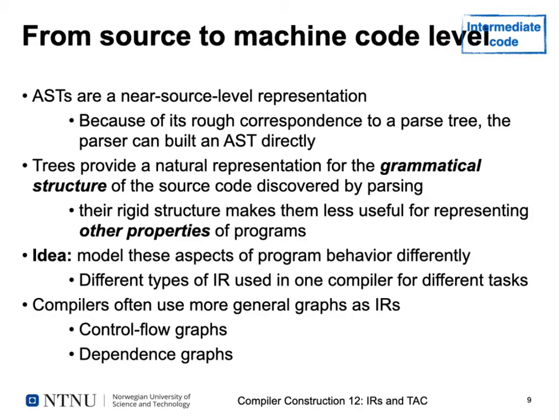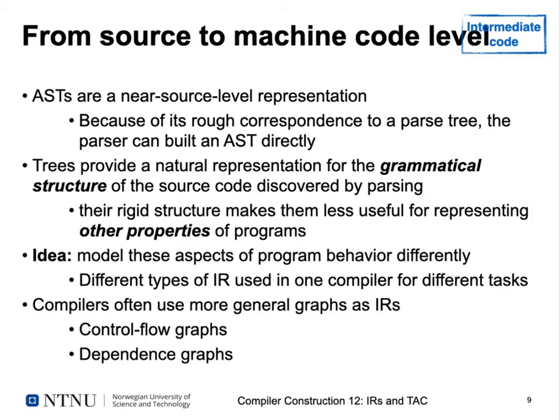But they have a very rigid structure, so we have to work with tree or graph algorithms, which makes it less useful to use ASTs for representing other properties of a program. So one idea we could have here is to try to model this aspect of program behavior in a different way. And that can actually happen in compilers, that you have different types of intermediate representations. You have graphical intermediate representation and you have some sort of textual intermediate representation. And these can be used in one compiler at different stages for different tasks, depending on what representation would be more appropriate for the task.